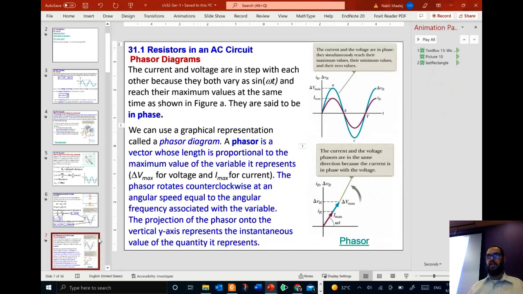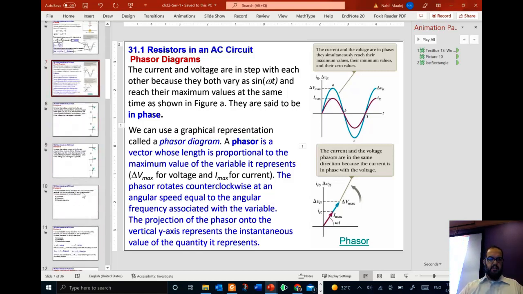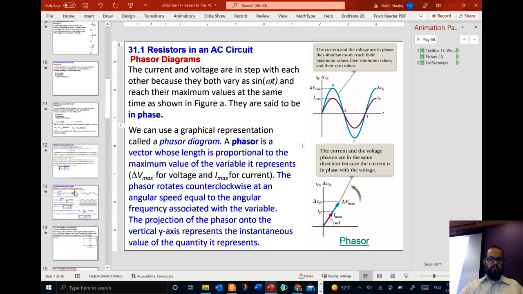Okay, and we said we can represent this with the phasor diagram. In the phasor diagram, you represent the signal by a vector that is rotating in the counterclockwise direction at an angular frequency omega, and the length of the vector is equal to the amplitude, which is in this case I max for the current or delta V max for the voltage. Okay, so far no problem.